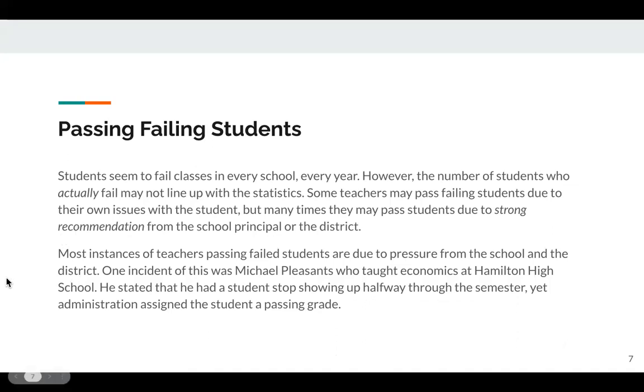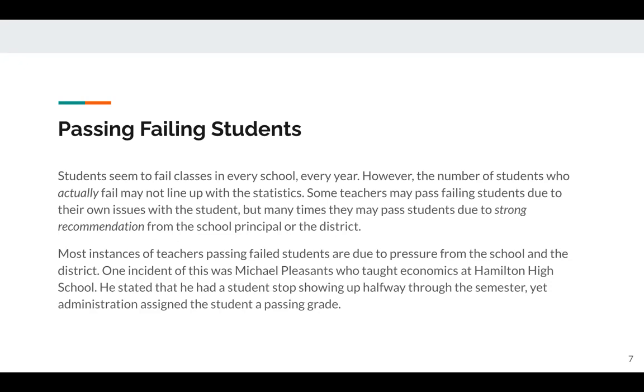Okay, next, passing failed students. So this goes back to what I said in the beginning about favoring certain grades over another. Students seem to fail classes in every school every year, but the number of students that actually fail the class versus the number of students who statistically fail the class do not line up. Some teachers do pass students that are undeserving, maybe because they don't want that student in their class again, or because they were encouraged to do so by a principal or by the district.